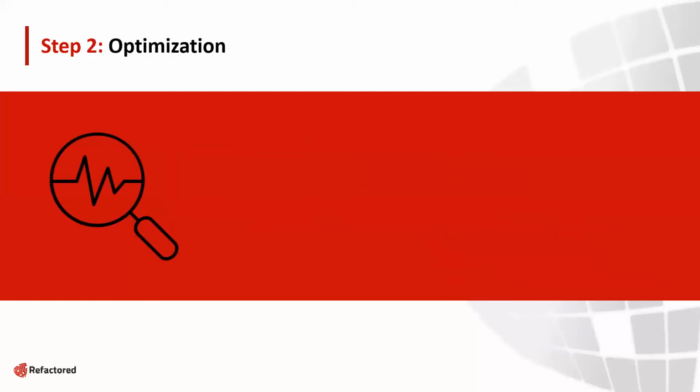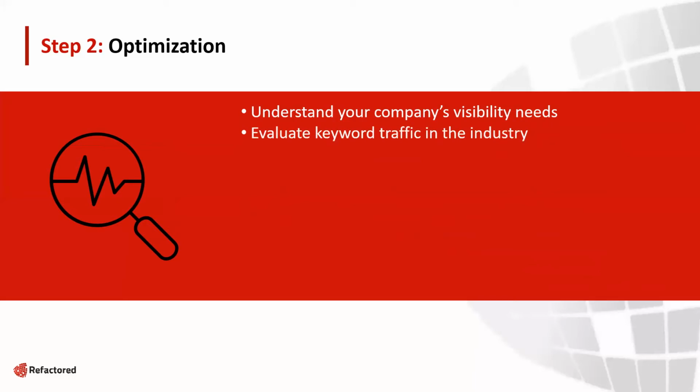So in step 2, we want to start looking at optimization. And by optimization, I mean SEO optimization. There's a number of things we're looking for here. So one, we want to understand the company's visibility needs. So we'll do research into seeing exactly how traffic comes to your site today and how that could be manipulated. We want to evaluate the keyword traffic across your industry as well to understand how much share of traffic you get today versus your competitors.